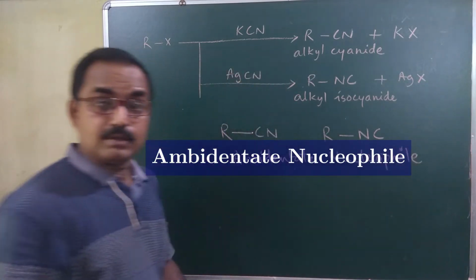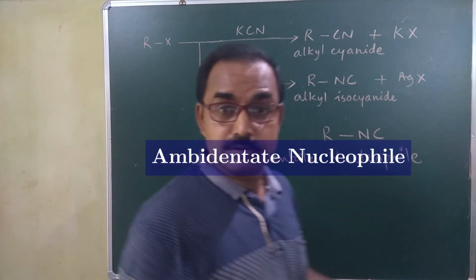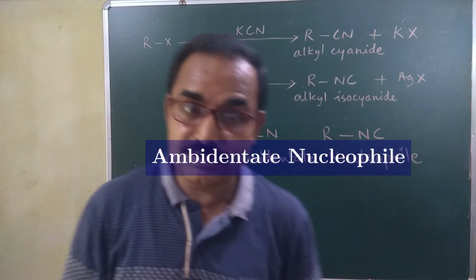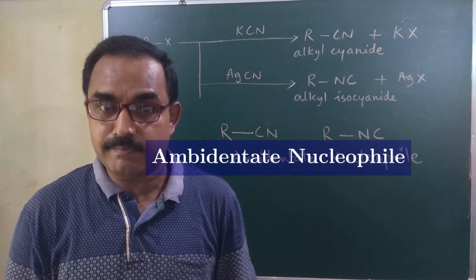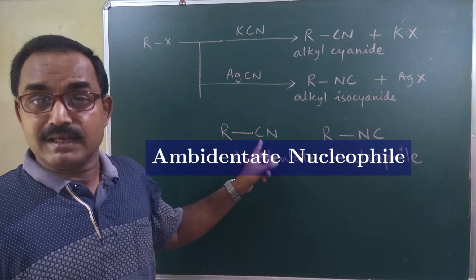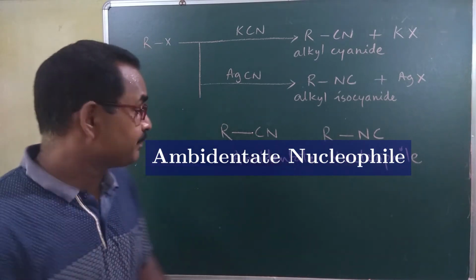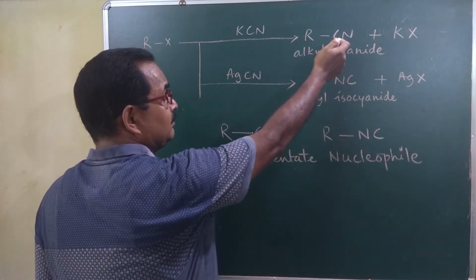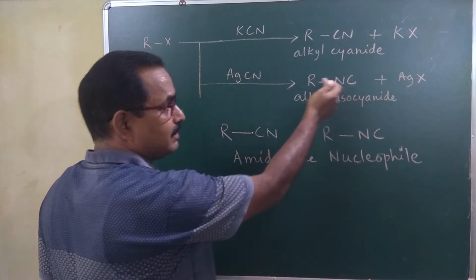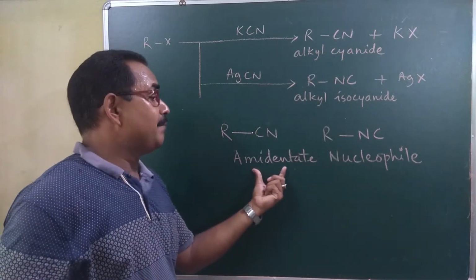Remember, in coordination chemistry we have ambidentate ligands. In case of coordination compounds also we have the concept of ambidentate ligands having more than one donor site, but only one donor site can be used at a time. Such ligands are called ambidentate ligands. CN minus is an ambidentate ligand. In a similar way, CN minus may act as an ambidentate nucleophile because in alkyl cyanide the carbon atom forms the bond with the alkyl group, but in alkyl isocyanide the nitrogen atom forms the bond with carbon. So CN minus behaves as an ambidentate nucleophile.